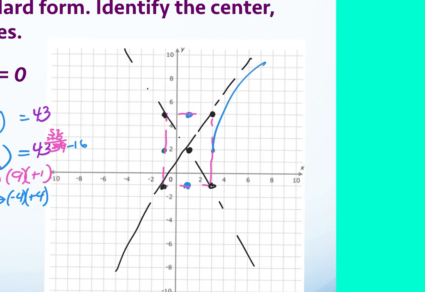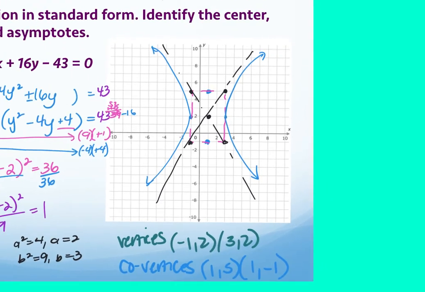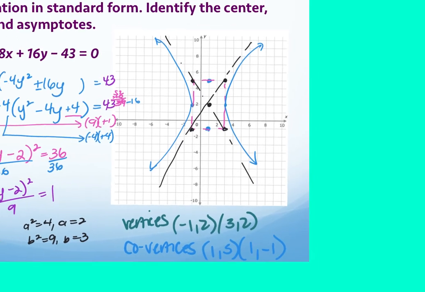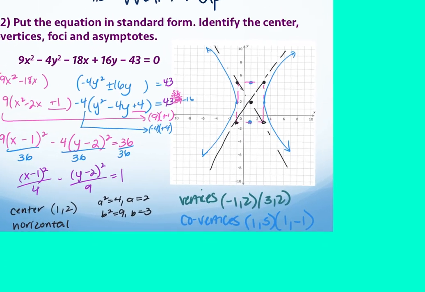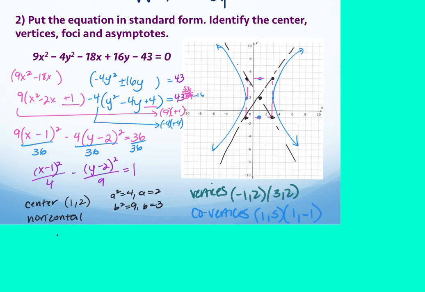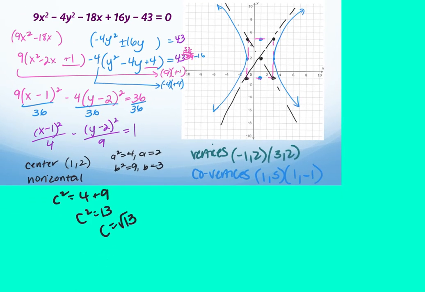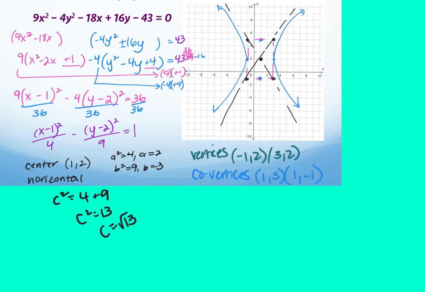We said it's horizontal, so I point my branches right and left, making them as wide as possible without touching those asymptotes. It also wants you to find the foci. So to get c, I know c squared equals a squared plus b squared. c squared would equal 13. c would equal the square root of 13. And we would add that to the x coordinate of your center. So foci is (1 plus and minus square root 13, 2).